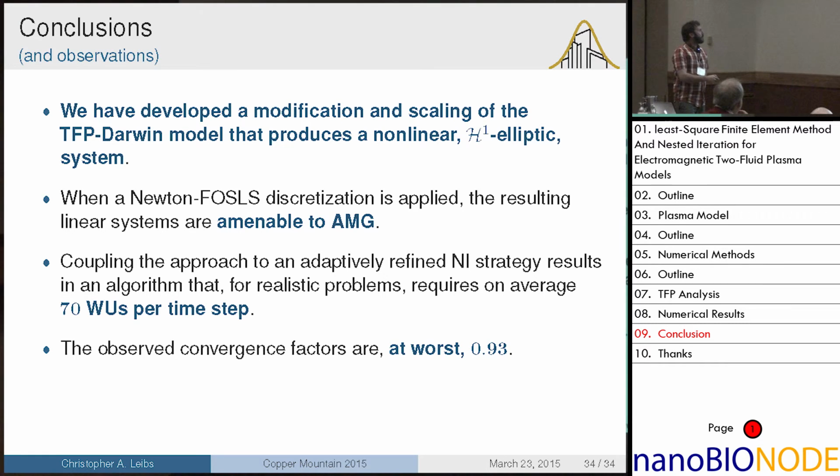At worst, we see a convergence factor of 0.93, which I know isn't great, but that's the worst we see, and it seems to hold and scale. So it's better than what we have using some other methods.